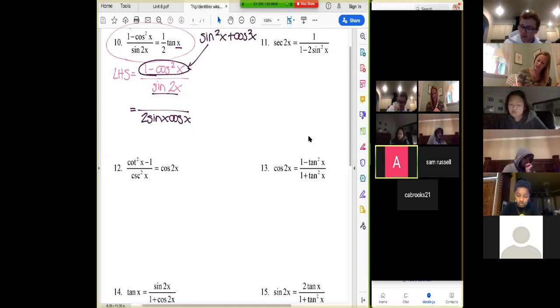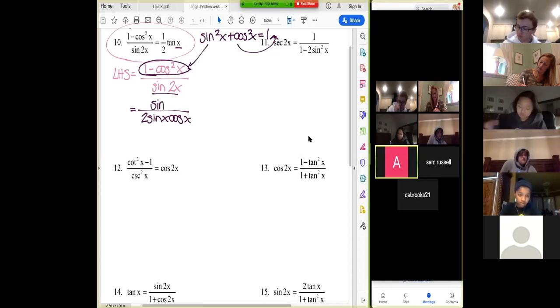Mhm. That first Pythagorean one looks like this. If I moved the cosine squared to the other side, I could then make a replacement for 1 minus cosine squared with what? Sine squared. There you go.